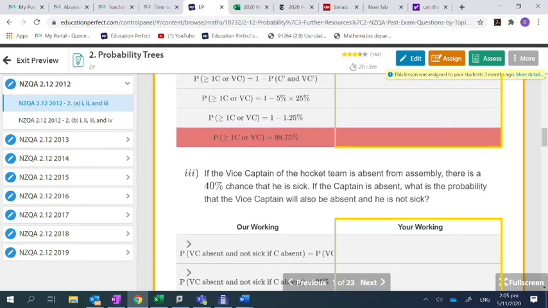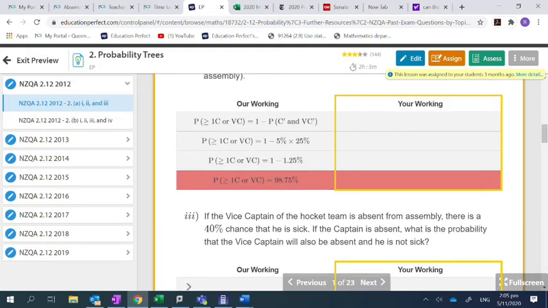If the vice captain of the hockey team is absent from the assembly, there's a 40% chance that he is sick. If the captain is absent, what is the probability that the vice captain will also be absent and not sick? So the vice captain of the hockey team is absent. There is a 40% chance that he is sick. Okay? So, what is the probability that the vice captain will also be absent and he is not sick?